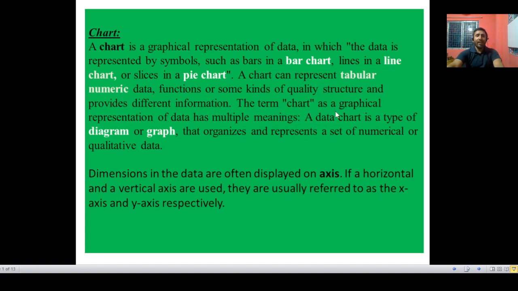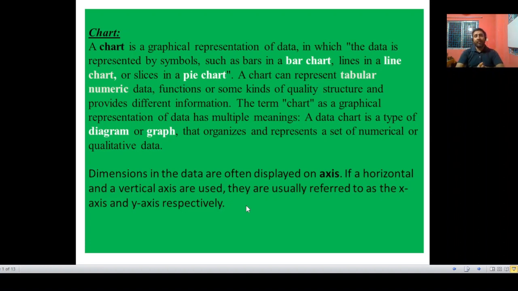The term chart as a graphical representation of data has multiple meanings. A data chart is a type of diagram or graph that organizes and represents a set of numerical or qualitative data. Dimensions in the data are often displayed on axes. If a horizontal and a vertical axis are used, they are usually referred to as the x-axis and y-axis respectively.